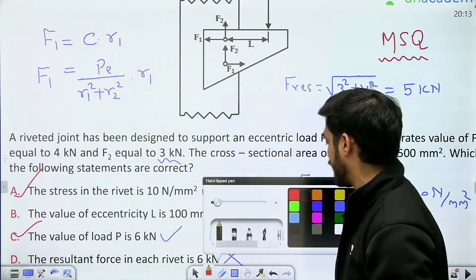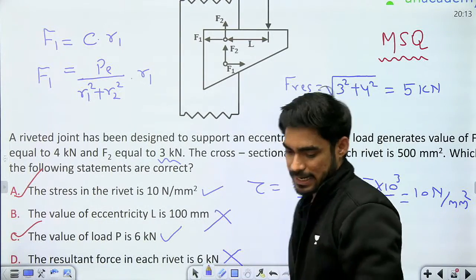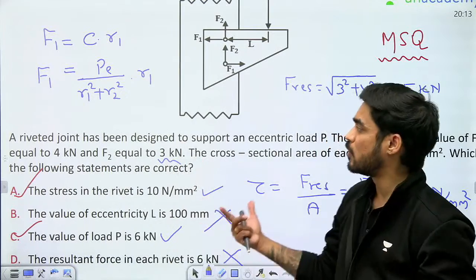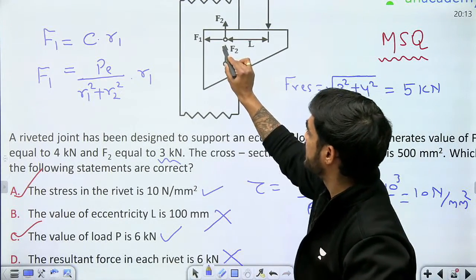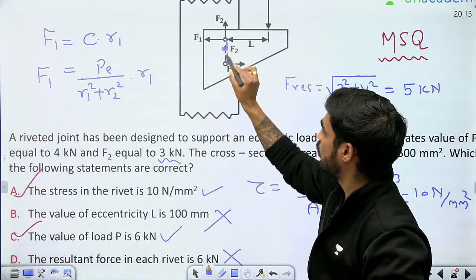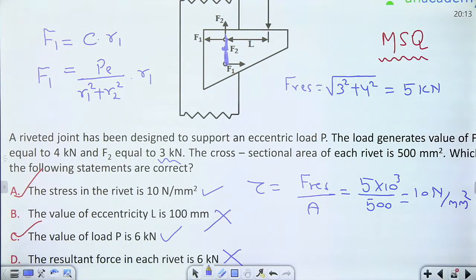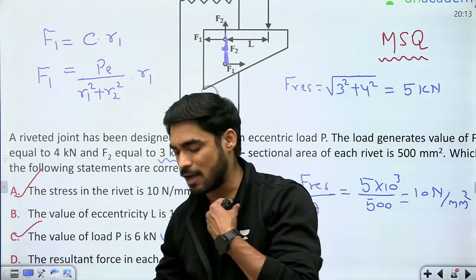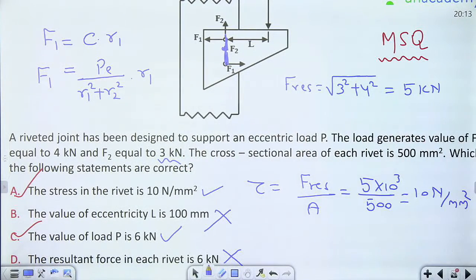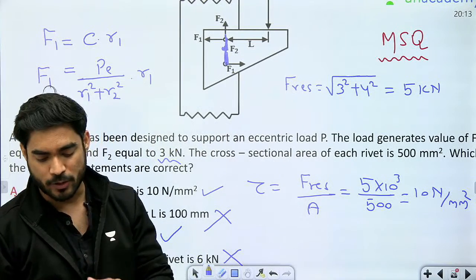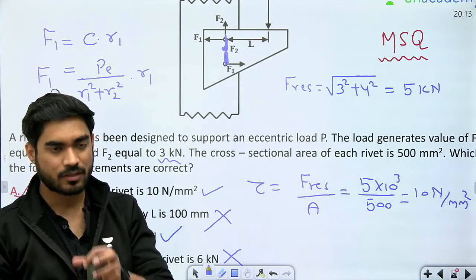Yes, eccentricity is not necessarily 100 mm. Eccentricity can be anything. If you have the distance between rivets, then only you will be able to calculate the eccentricity, right? If the distance between rivets had been given, then eccentricity could be found, but right now it cannot. Right now you cannot say eccentricity is 100 mm. So a beautiful MSQ question, right?